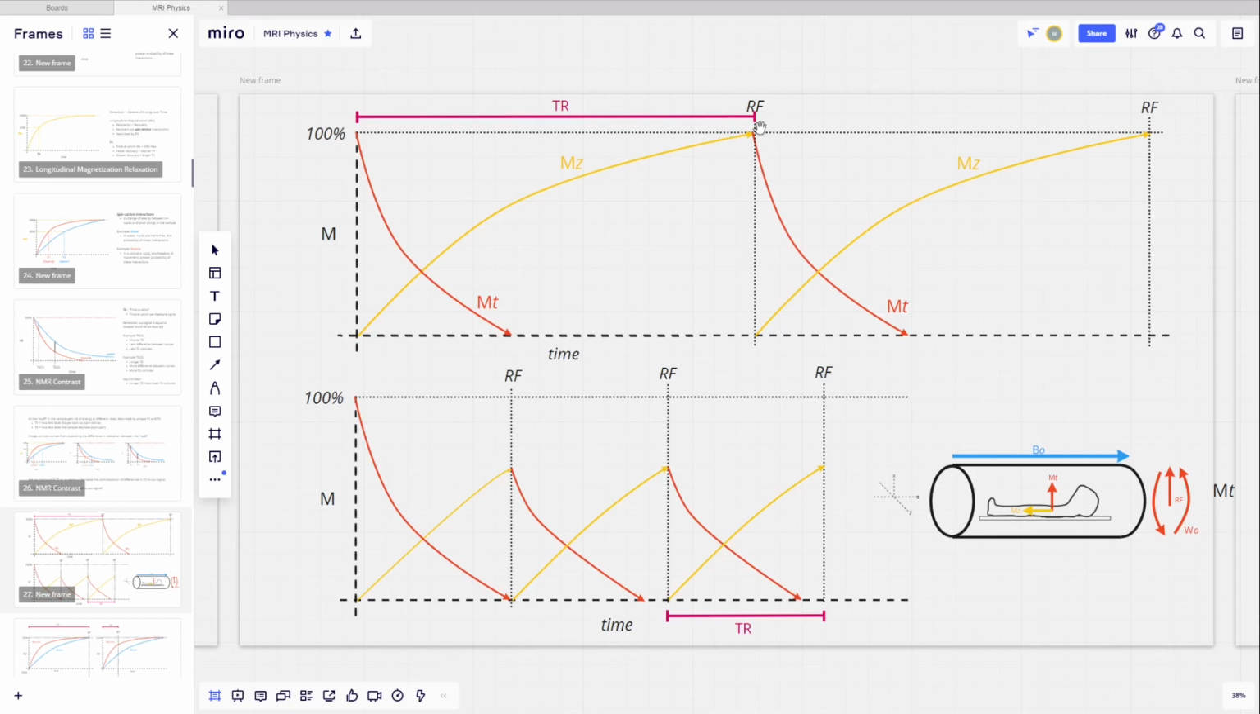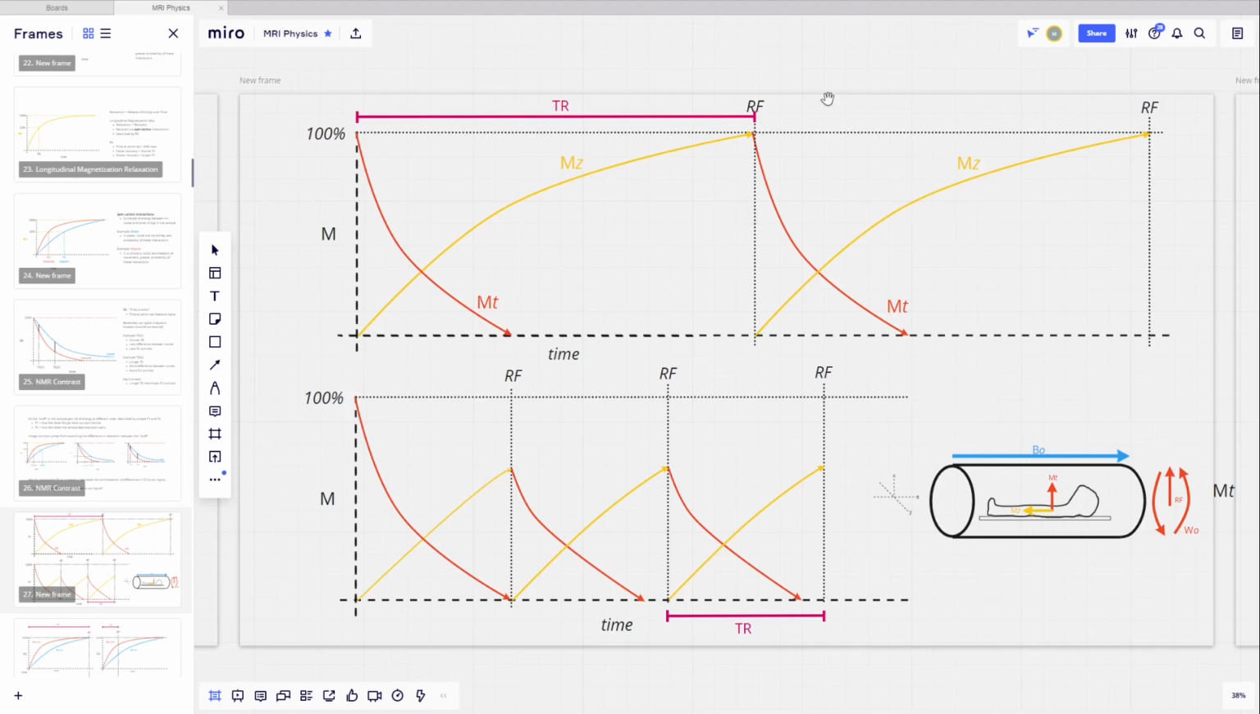What's going to happen? Well, you're just going to repeat the same thing, right? Transverse is going to go back down to 0. You're going to knock the longitudinal down with the RF pulse, and then you're going to watch it recover. The time in between your original RF pulse, which was over here at 0, and this next RF pulse is something we're going to call TR. It's time to repetition. It's the time in between repetitions of the RF pulse. How often are you applying your RF pulse?